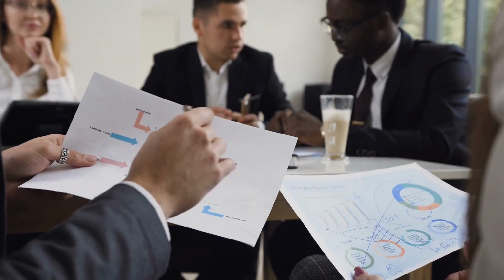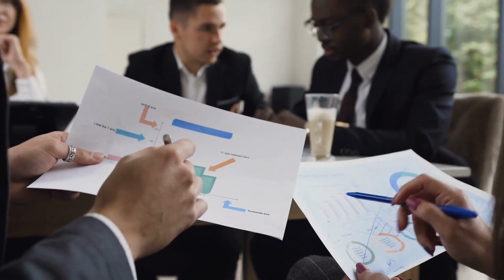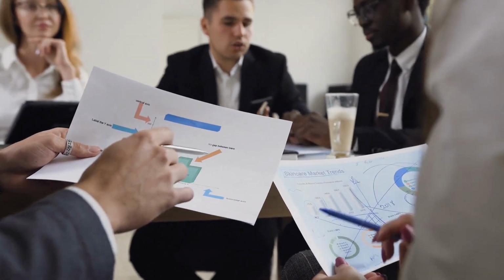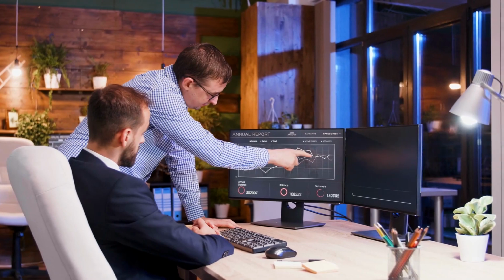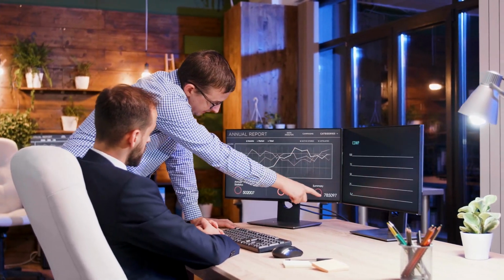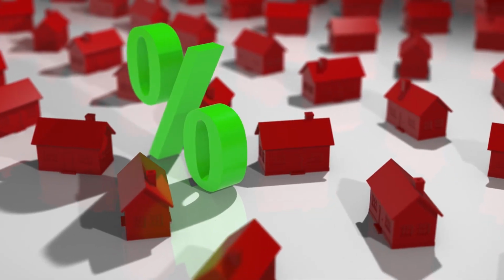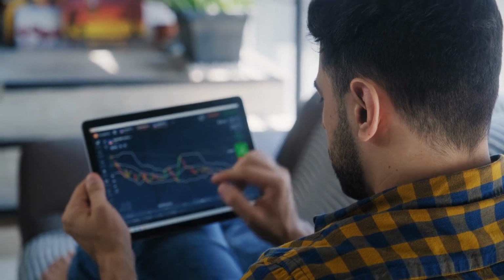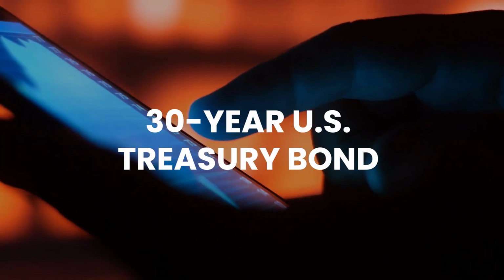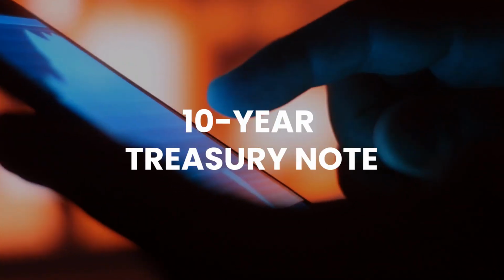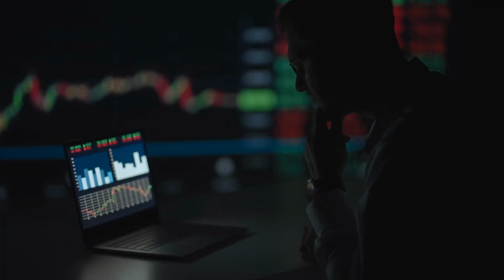Similarly, individuals can employ futures contracts to manage risks in their personal endeavors. For instance, if someone intends to purchase a new home in a year and anticipates a rise in interest rates that would elevate their mortgage payments, they can offset this potential increase by trading interest rate futures such as the 30-year US Treasury bond or 10-year Treasury note, depending on their time frame.